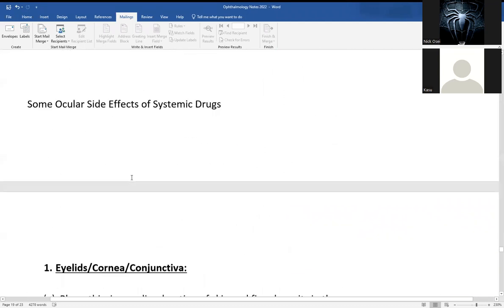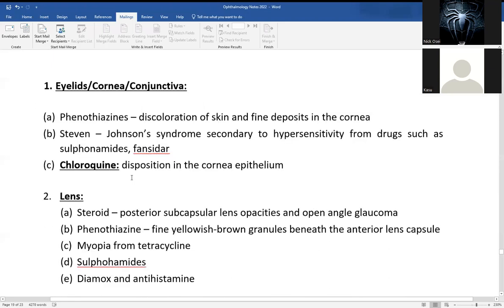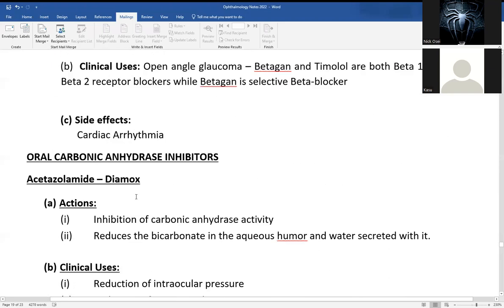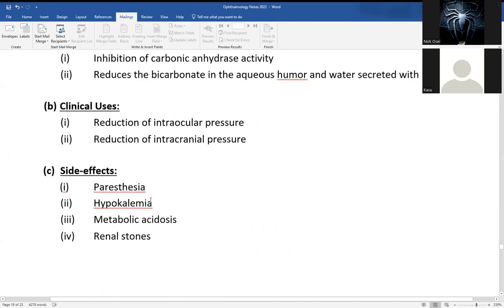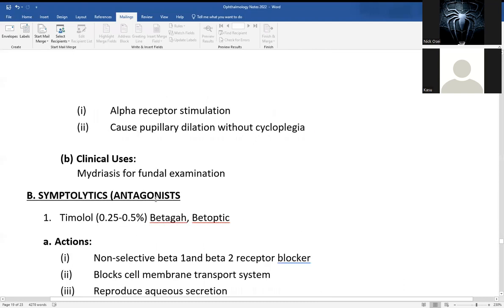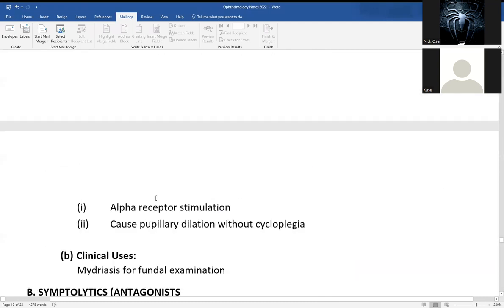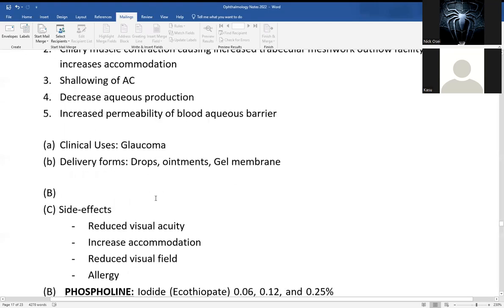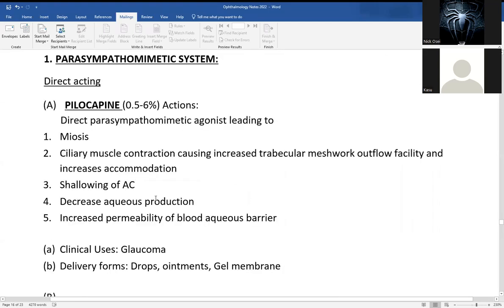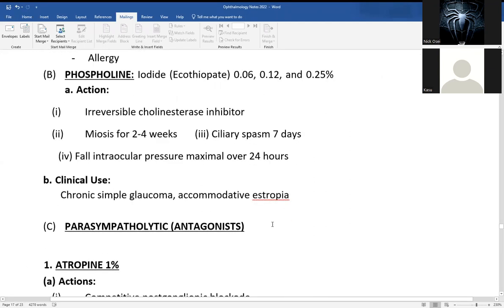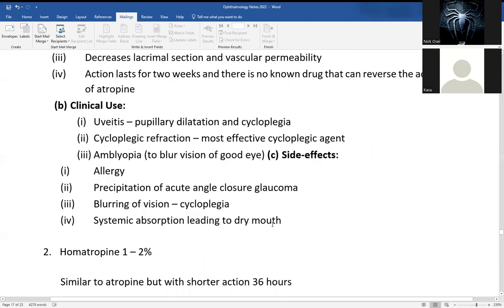Which one again? Yes, so I think those are the two main. And then also there's sympatholytics. So timolol, atropine, and adrenaline. You need to write some short notes on them. Pilocarpine, so these four. You should be able to write short notes on them. So that's about the pharmacology.